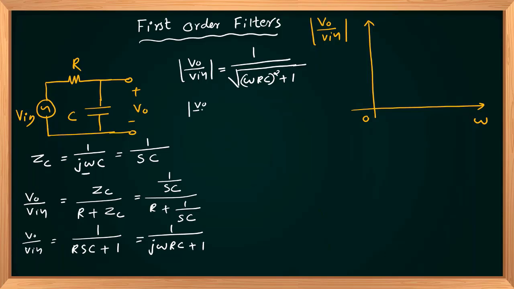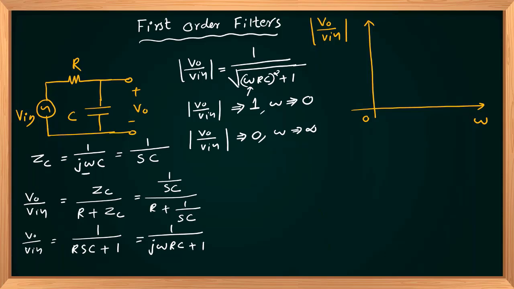So the magnitude of voltage gain approaches 1 as omega tends towards 0, because the first term inside the square root will be 0 if omega equals 0. So the maximum voltage gain V out upon V in is equal to 1. The voltage gain magnitude will be equal to 0 as omega tends to infinity. Omega is in the denominator, so as omega tends to infinity, 1 over infinity will be 0.